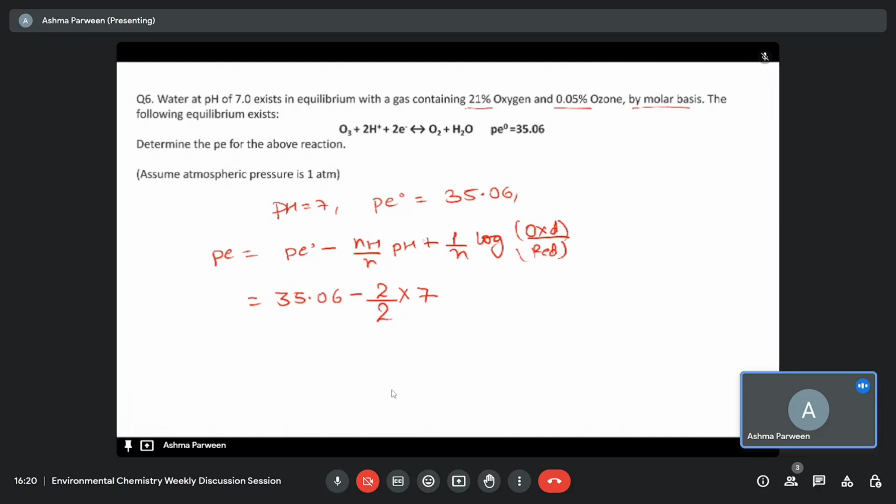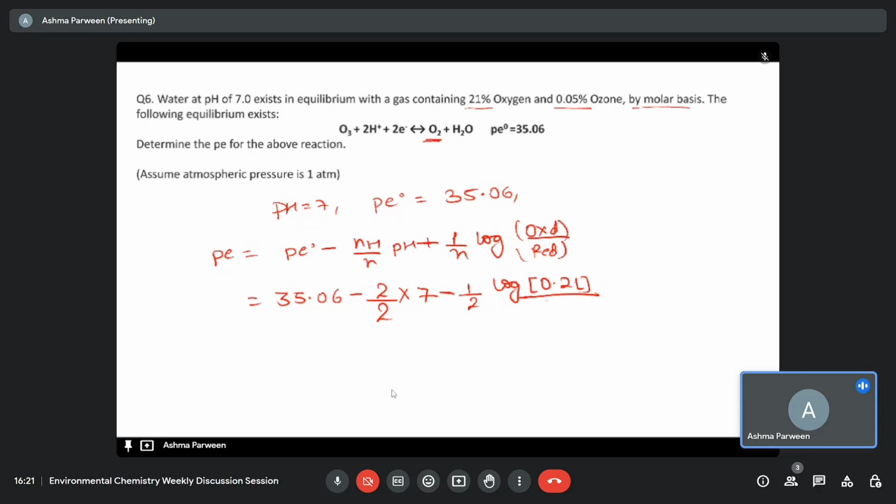And since I have written in the form of plus 1 by N log oxidant to reductant, or we can write 1 by N, that is number of electrons is 2, log of the reduced form, that will be O2. So we have around 21% of O2, so 0.21 upon the oxidized form. Either we can reverse these and take a minus sign at the front. So I have done that. So I will write the reduced form first and the oxidized form in the denominator.